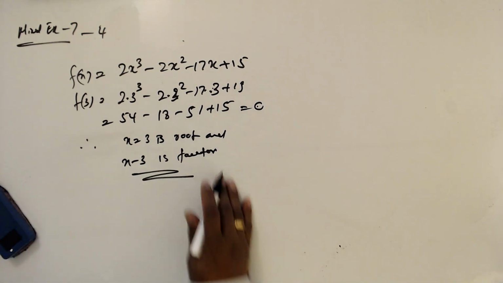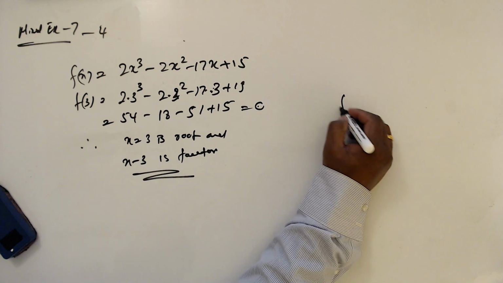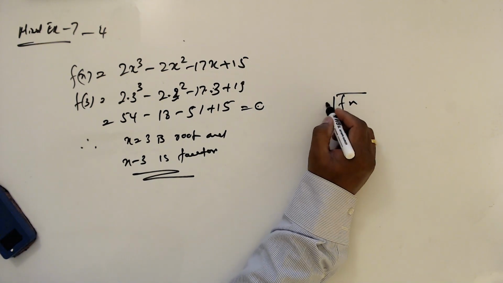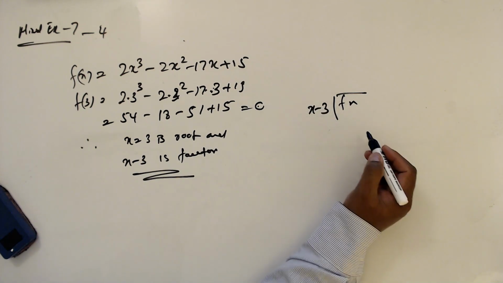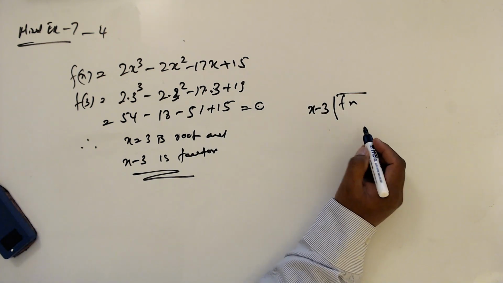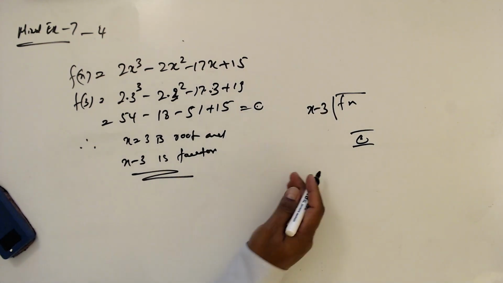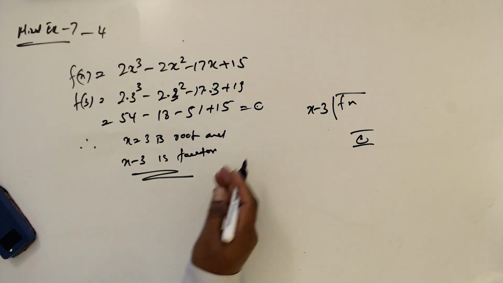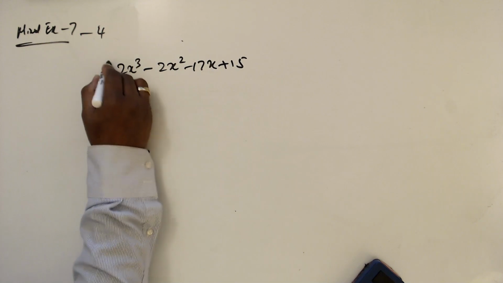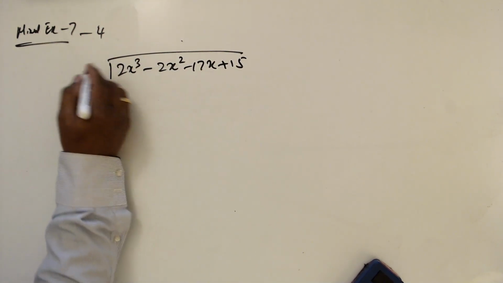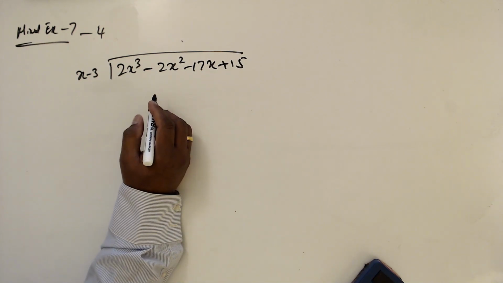Also, the second method is to divide this one by x minus 3, and show that the remainder is 0, so it is a factor. That is the second way you can show it. However, we are going to do this to find the other part. Now I'm going to divide by x minus 3. I already know the remainder is going to be 0 because it's a factor.